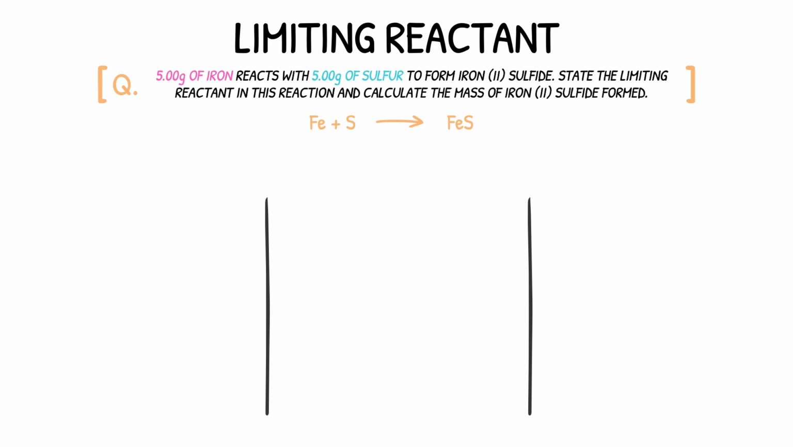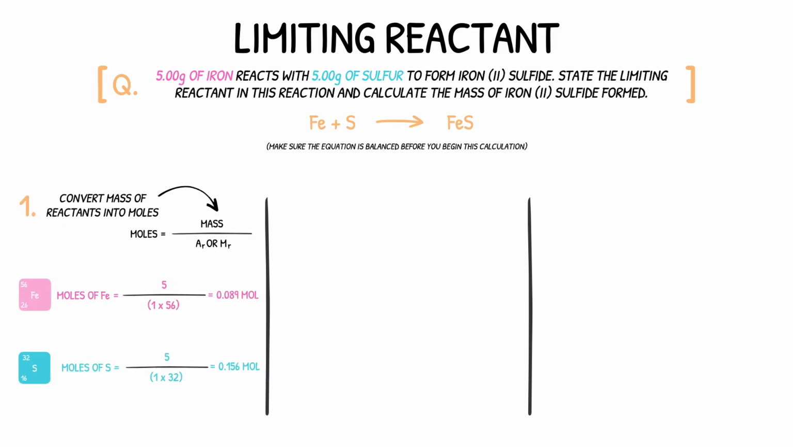As previously demonstrated, your method should have started with checking that the equation provided was balanced. Then, we would calculate the moles of each reactant given in the question. The number of moles of iron is equal to 0.089, and the number of moles of sulfur is equal to 0.156. Next, you were to find the limiting reactant.